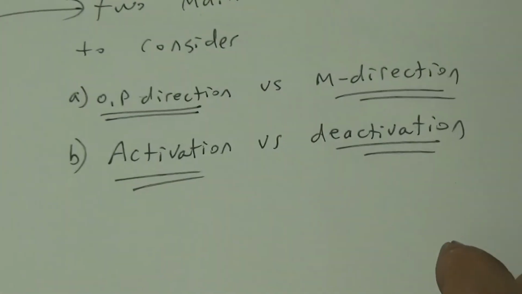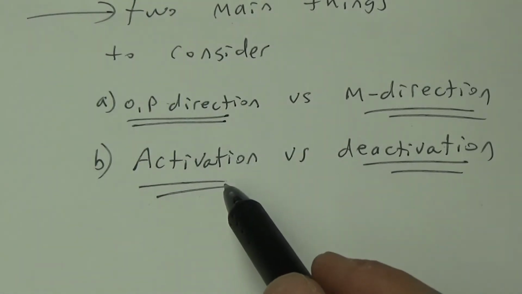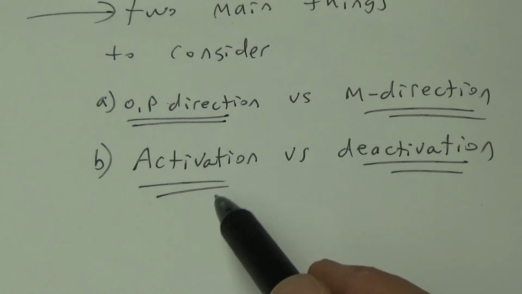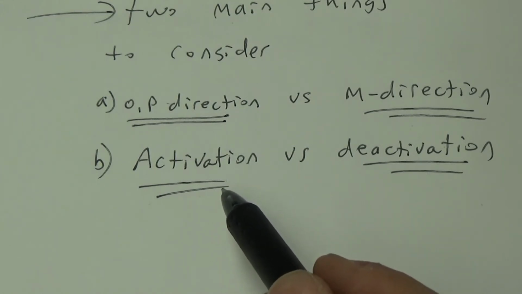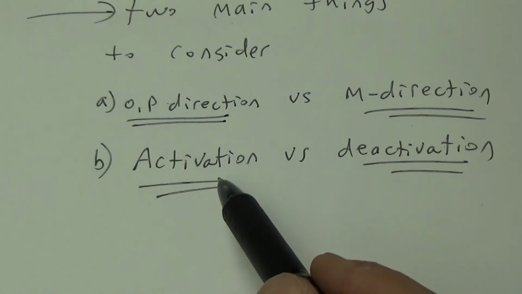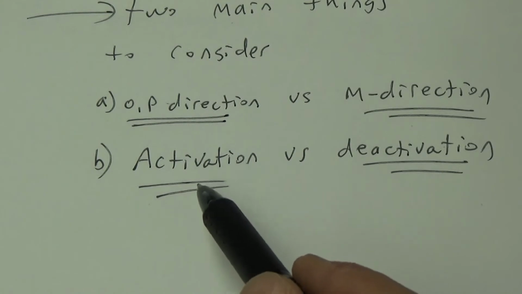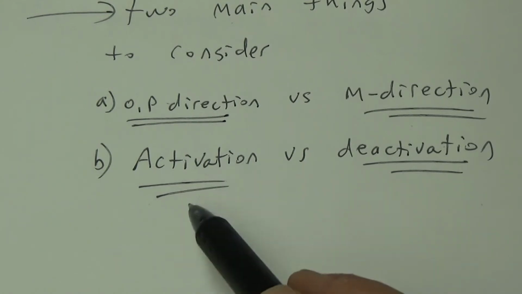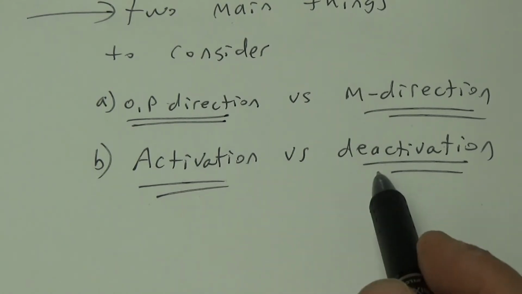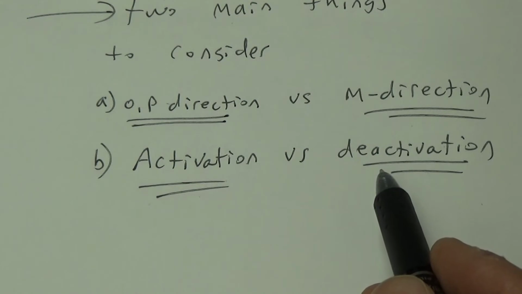Activation versus deactivation. In a nutshell, some benzenes have groups on them that will speed up the reaction with electrophiles, and those are going to be called activators. The rate of the reaction is going to be increased: activation. And other groups are going to pull electrons away from the benzene, and they're going to be called deactivators.